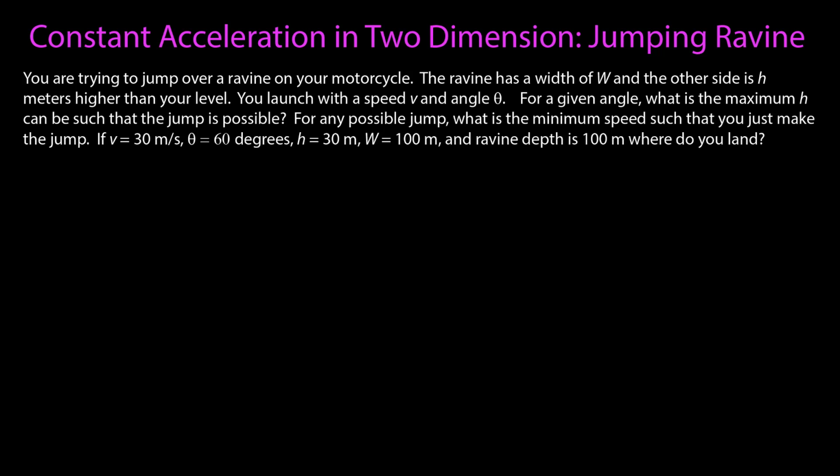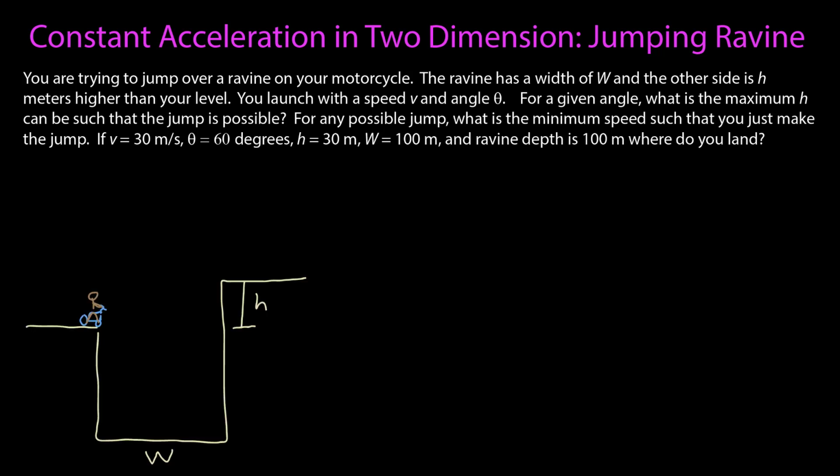We want to know, for a given angle theta, what is the maximum h can be such that the jump is possible? Also, for any possible jump, what is the minimum speed such that you just make it? Finally, for this set of parameters and a ravine depth of 100 meters, where do you land?